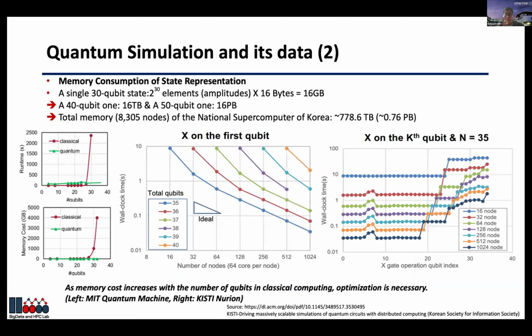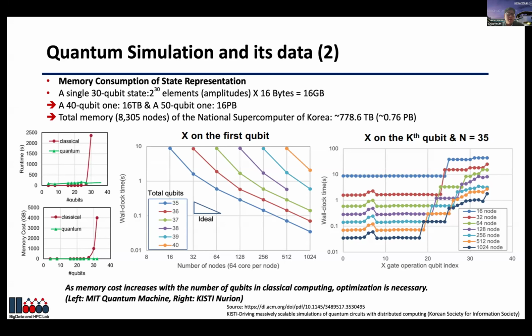So we looked at a few papers, and the left figure was from MIT, and the right two figures were from KISTI, which is the Korean government organization that runs HPC, and they're building in-house quantum simulation code. And what you see from the left figure is that when you run the quantum circuits on a real quantum computer, the performance stays relatively ideal. When you use the classical computer, it explodes exponentially.